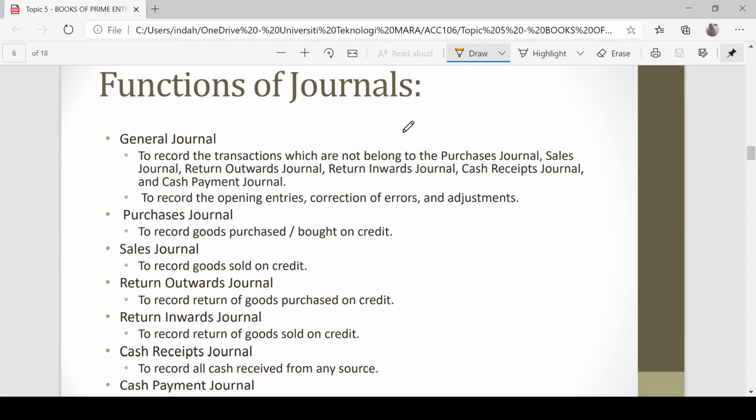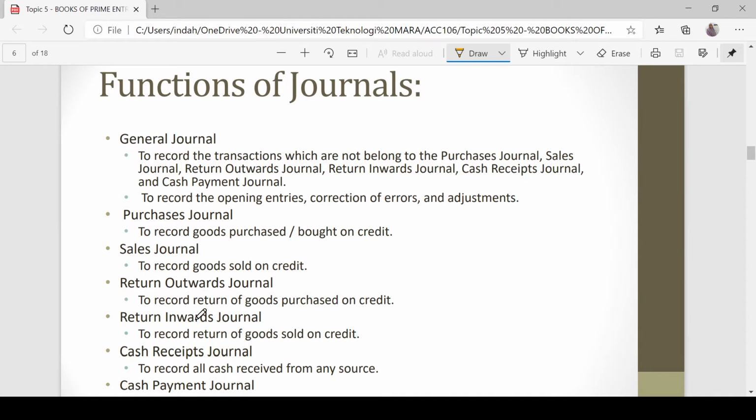For the return outward journal, this is used to record return of goods purchased on credit. Previously you recorded in the purchase journal when you purchased the goods, and then when you return the goods to the supplier or to the seller, the return of goods will be recorded here in return outward.